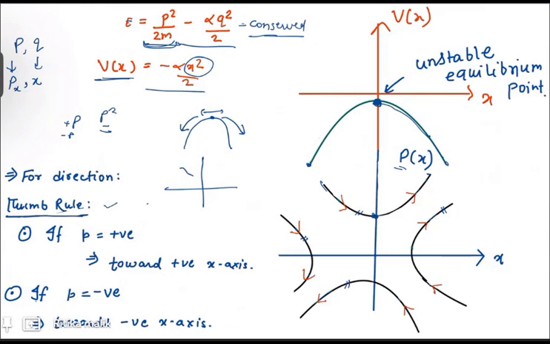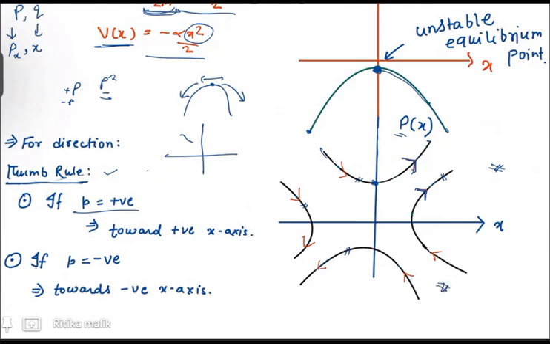So there is a thumb rule for direction. If we have P positive, then the direction is always going to be towards the positive x-axis. For example, in this quadrant, we have P positive, so the direction is toward the positive x-axis. However, in this quadrant, P is negative, so whenever we have P negative, the direction is toward the negative x-axis.